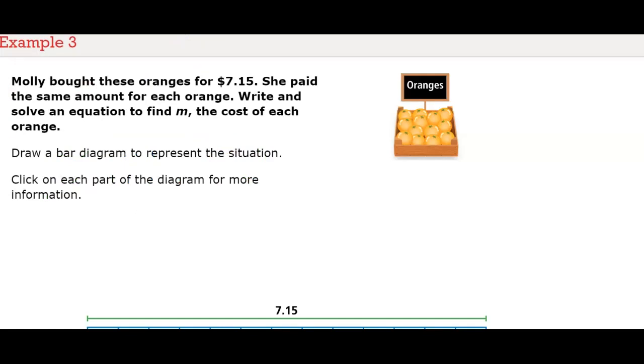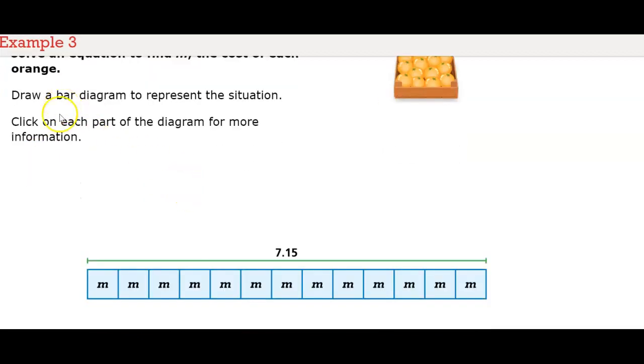Molly bought these oranges for $7.15. She paid the same amount for each orange. Write and solve an equation to find M, the cost of each orange. They tell us to draw a bar diagram to represent the situation. So here's our bar diagram.